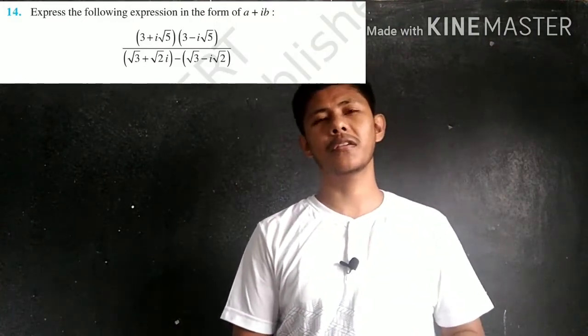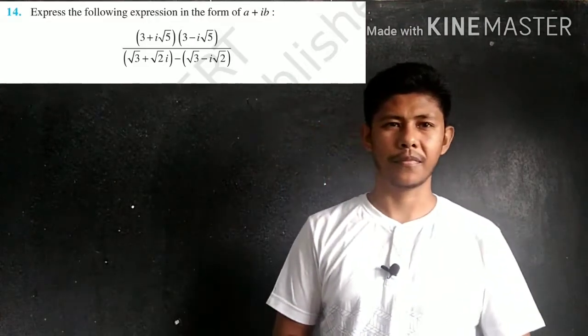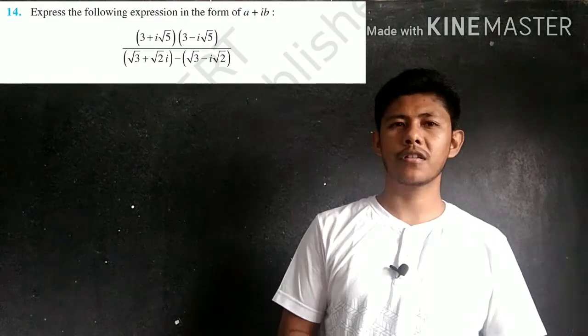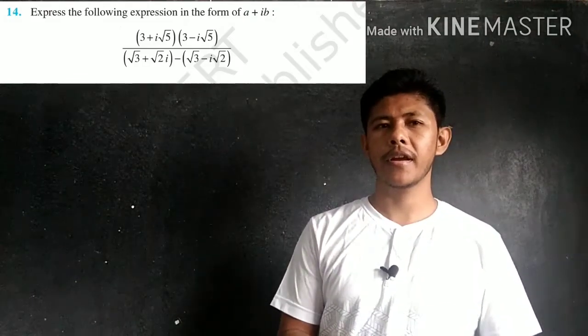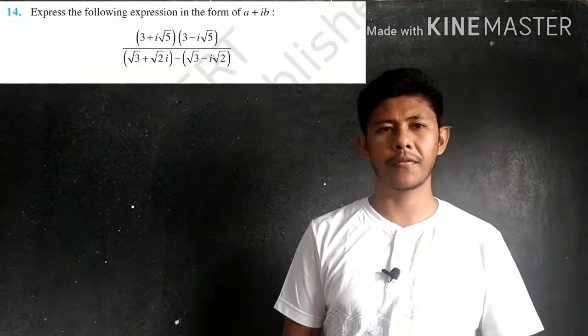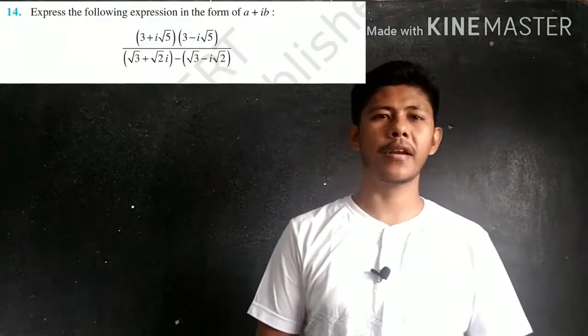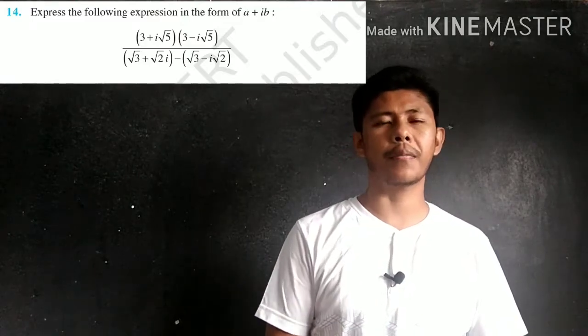So we have to convert this into a plus ib form. How can we convert it? First of all, we have to rearrange the expression. Let's see what we get from there, and if we need to, we multiply by the conjugate also to find the a plus ib form.